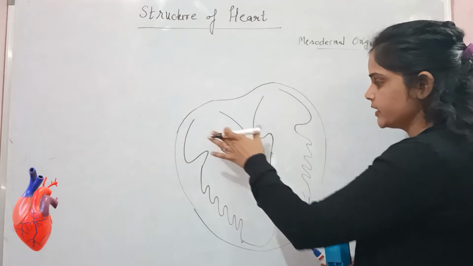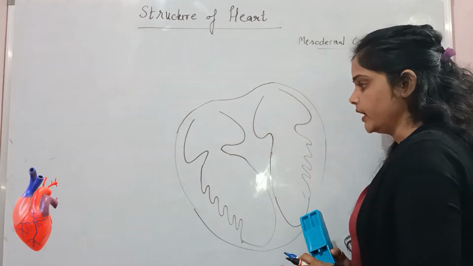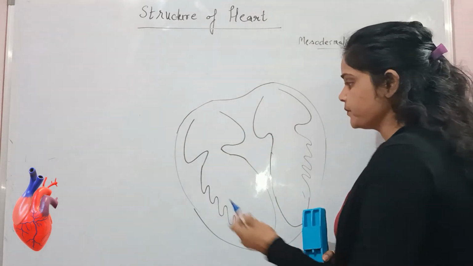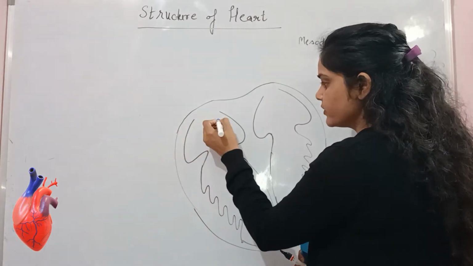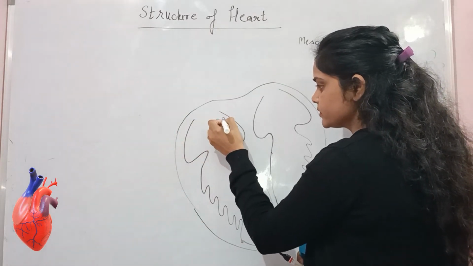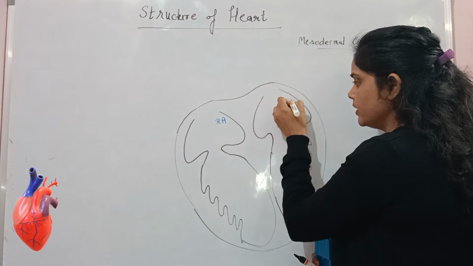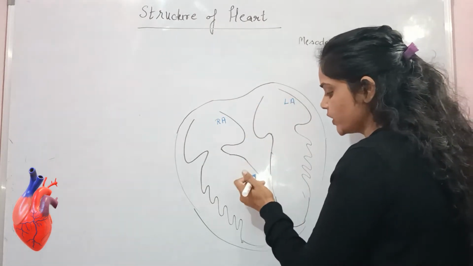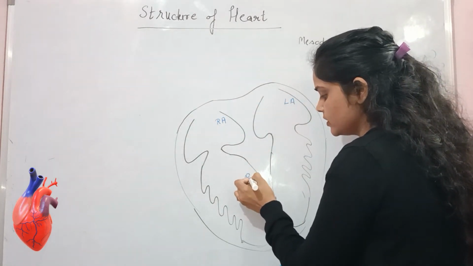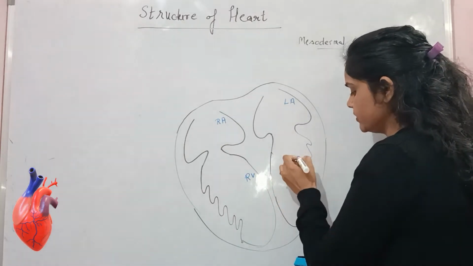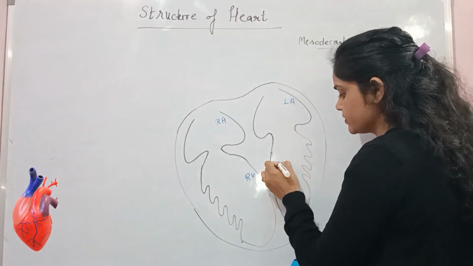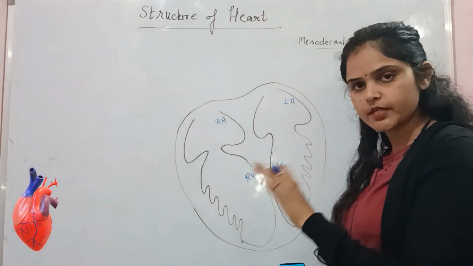so if I say these are the chambers of human heart, in this upper one is known as what? The right side part, right atrium. This is what? A left atrium. This is what? A right ventricle, and this is what? A left ventricle. 4 chambers complete.